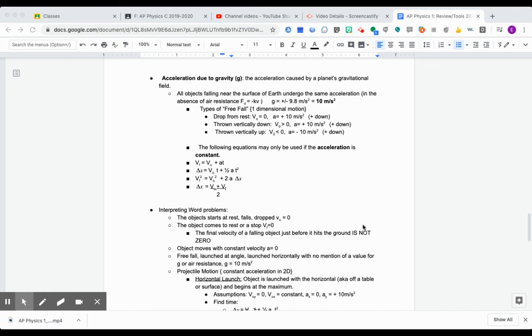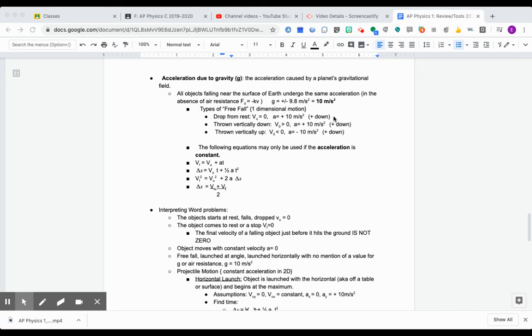Some shortcuts. When we know an object is dropped from rest, that means the initial velocity is 0. When we're talking about free fall and projectile motion, we assume that down means positive. So the acceleration is positive 10 meters per second squared. If you are described a situation in which an object is thrown vertically down, that means that the initial velocity is greater than 0. It starts at a velocity that's greater than 0, it's thrown down, we assign down to be positive, and acceleration remains 10 meters per second squared.